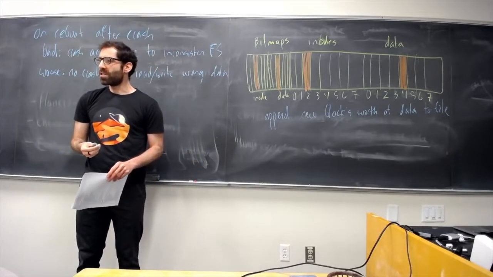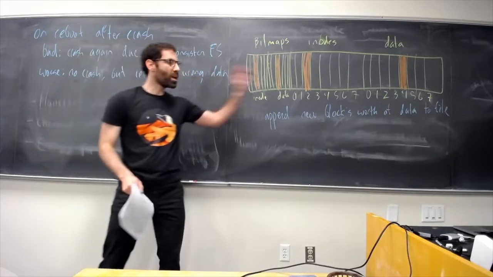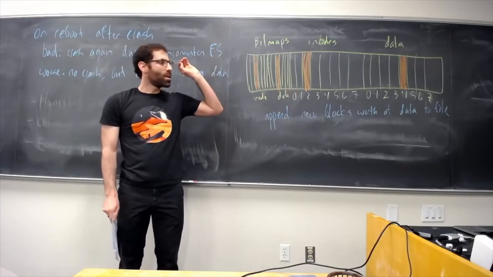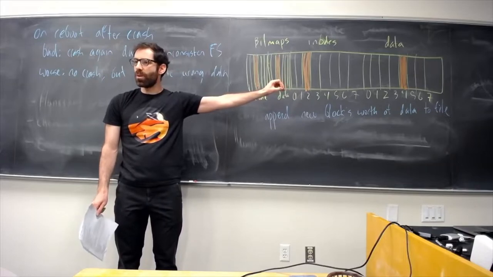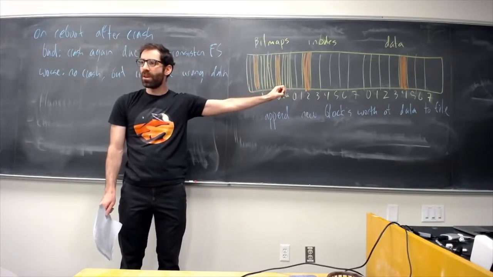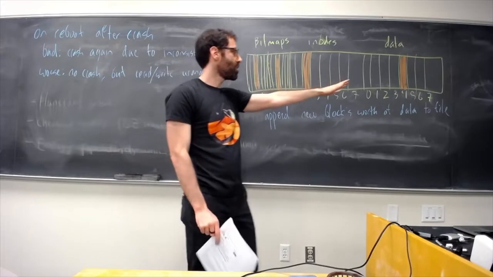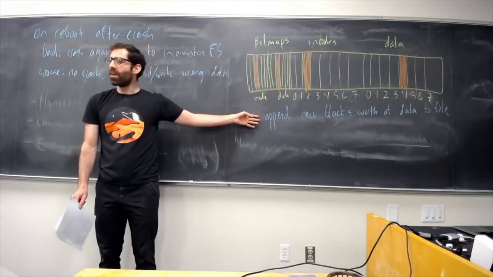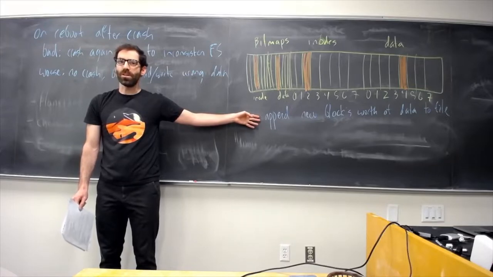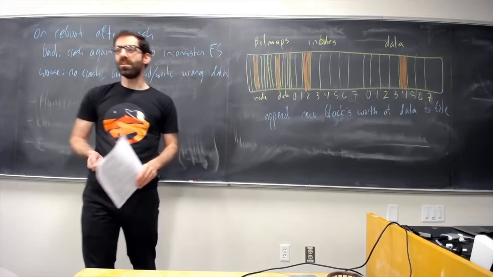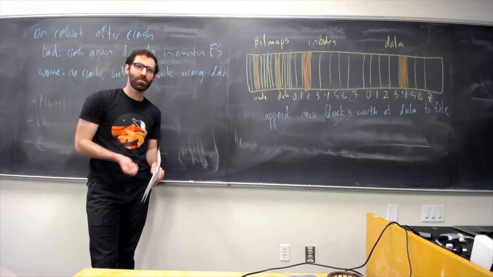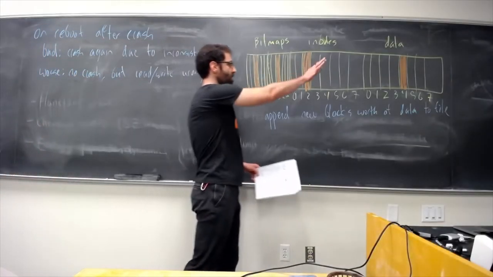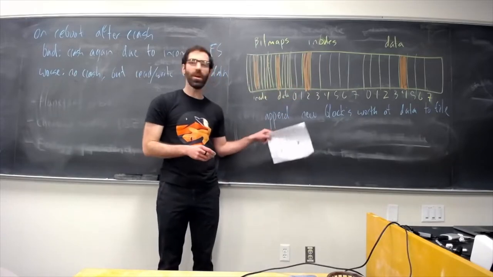So please discuss with your neighbors what needs to change. And in particular, we're trying to think of what writes to the disk we will need to do. How many separate places need to be updated or changed in order to affect this operation? So take a few minutes and discuss that with your neighbors. All right. So what's something that needs to change to append our new block data?